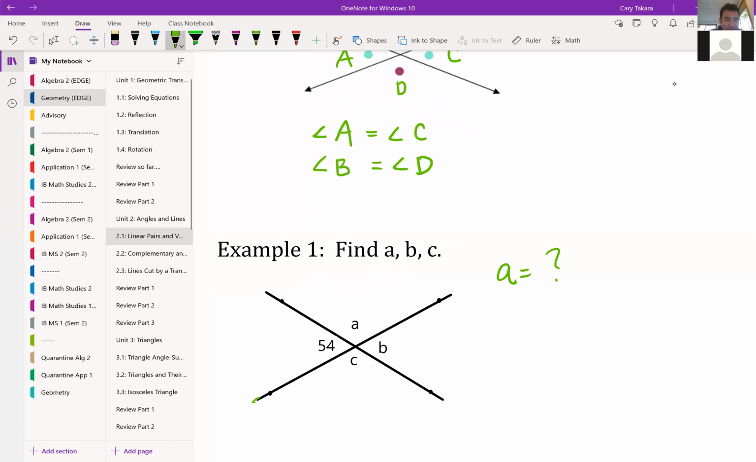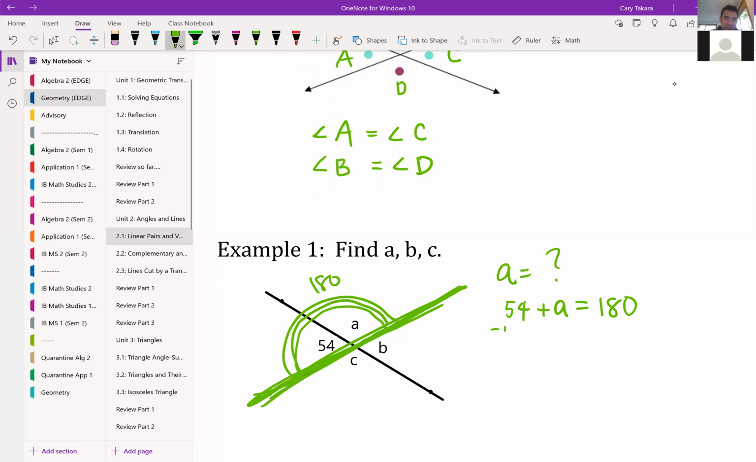Now, you notice that here's a straight line, right? And what do you know about a straight line? That's 180 degrees. So this 54 plus A, this whole thing, the straight line, is 180. So 54 plus A should be equal to 180, doesn't it? Because it's the whole straight line right here.